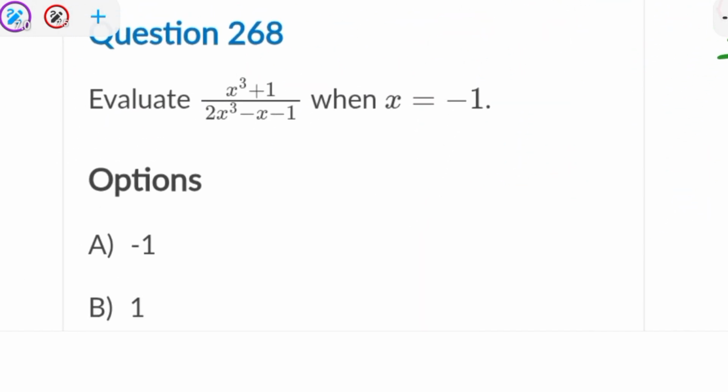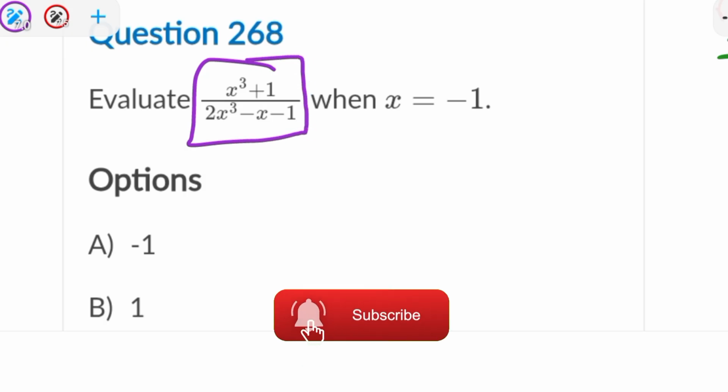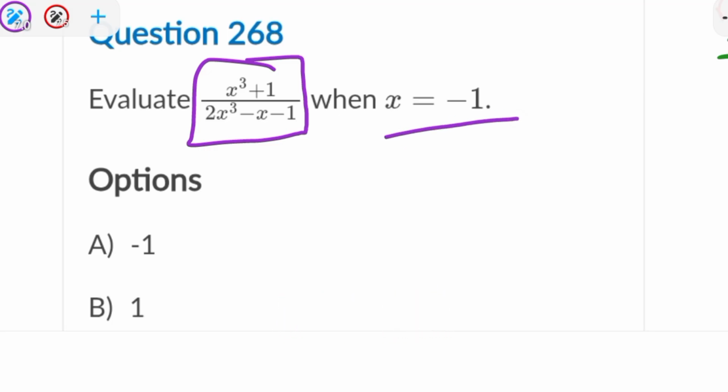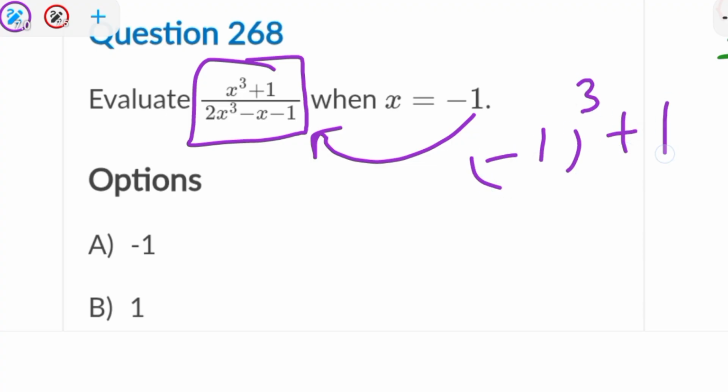So the next one is: evaluate x cubed plus 1 divided by 2x cubed minus x minus 1. We are told that when x is equal to minus 1, that means anywhere you see x, put minus 1 there. At the top we have x cubed plus 1. So minus 1 cubed plus 1 gives you minus 1 plus 1, which will be 0.